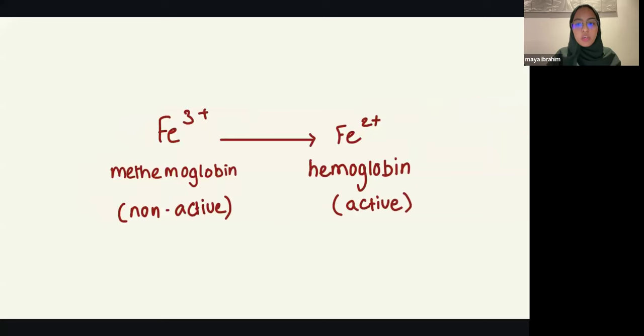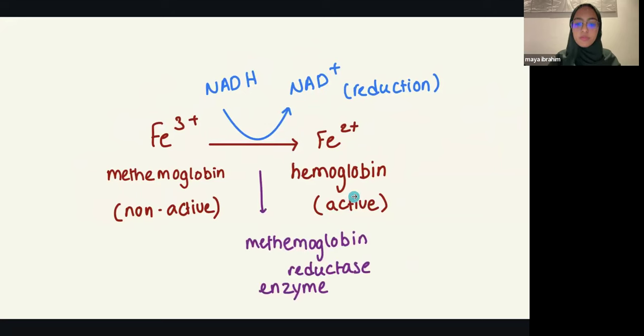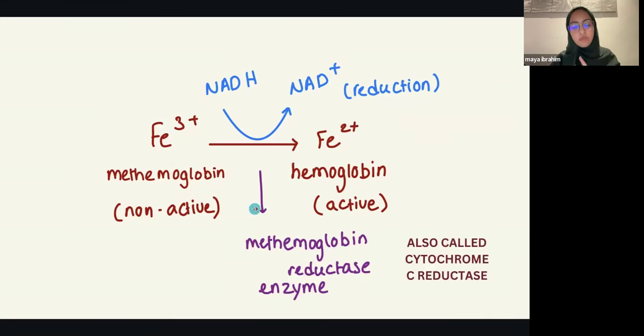So what do we do? Remember the NADH that we just talked about? It's going to reduce methemoglobin to Fe2 plus. So it's going to give its hydrogen to Fe3 plus and reduce it to Fe2 plus. So it becomes the active hemoglobin and it can take up oxygen. This is catalyzed by the enzyme, whose name is very fitting for this process, methemoglobin reductase enzyme. This enzyme, from the name, catalyzes the reduction of methemoglobin. This enzyme is also called cytochrome C reductase. The doctor mentioned this, so again, I'm adding it for the sake of completion.